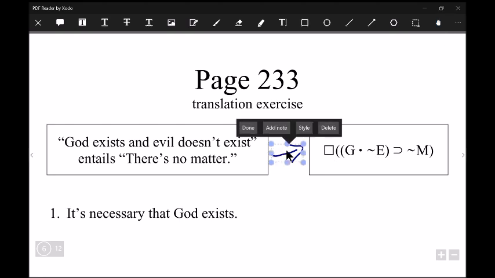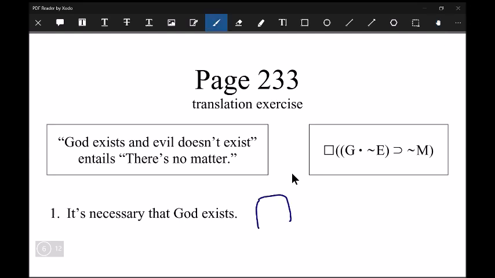Okay, now we're going to do a few problems. Let me do number one. It says it's necessary that God exists. What will that be? Box G. Do you use parentheses? No, no, no. Box G. That's controversial. A lot of philosophers, even ones who believe in God, don't think that it's a matter of God existing of logical necessity. But some philosophers do think that.